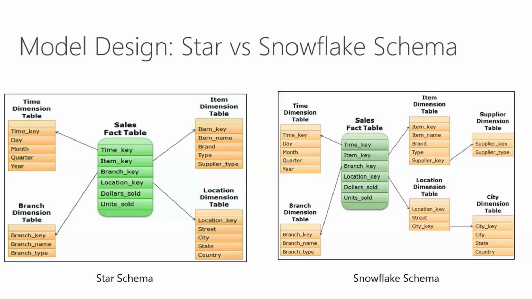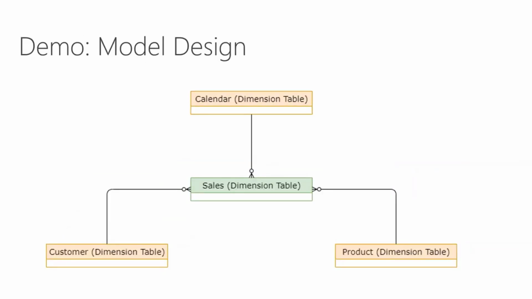For this training session, I have built a very simple model design. This is a star schema model design, and you have 3 dimensions. One dimension is the calendar dimension, another is the product dimension, and the other is the customer dimension, right? We have 3 dimensions as you can see here.